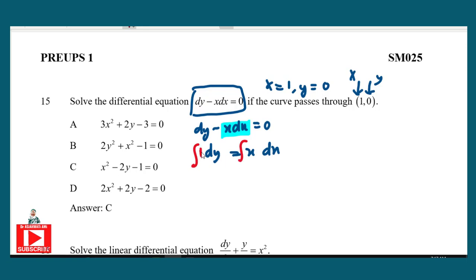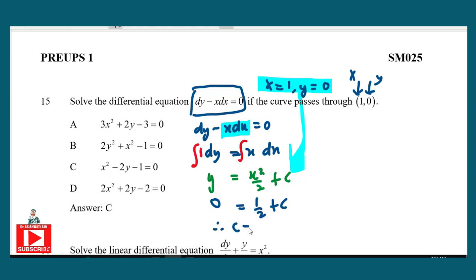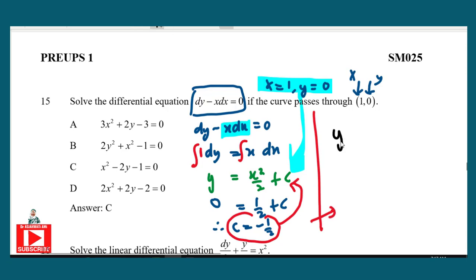Integrating 1 with respect to y, which is y to the power 0, gives y. Integrating x with respect to x gives x squared over 2 plus c. Then substitute the point x equals 1, y equals 0 into this equation: 0 equals 1 over 2 plus c. Therefore c is equal to negative 1 over 2. Substituting c, y equals x squared over 2 minus 1 over 2.